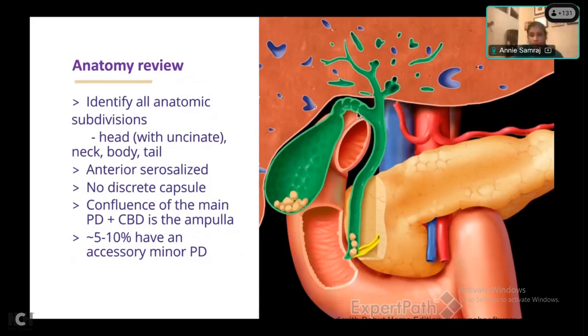When we look at the Vaterian system, here we have the gallbladder, the cystic duct, and the hepatic duct, which join together to form the common bile duct. The common bile duct joins the main pancreatic duct, and we have a dilation at that confluence called the ampulla. The ampulla of Vater opens into the major duodenal papilla in the duodenum. About 5 to 10% of the population have a minor or accessory pancreatic duct, which usually opens superior to the major papilla.